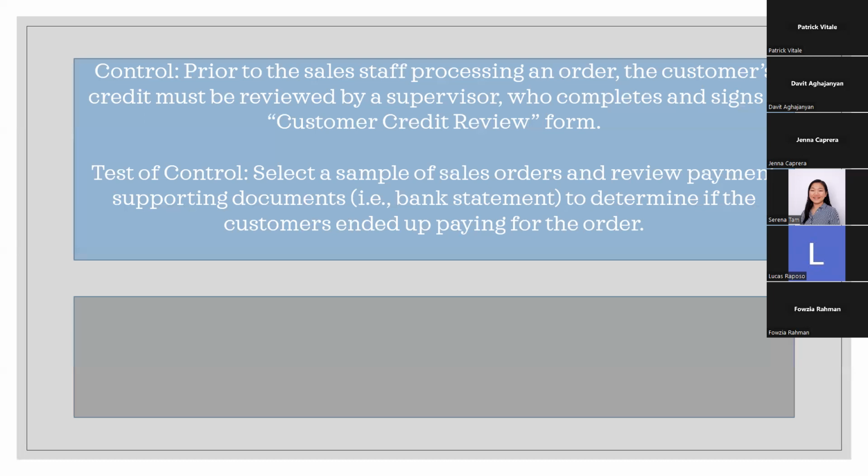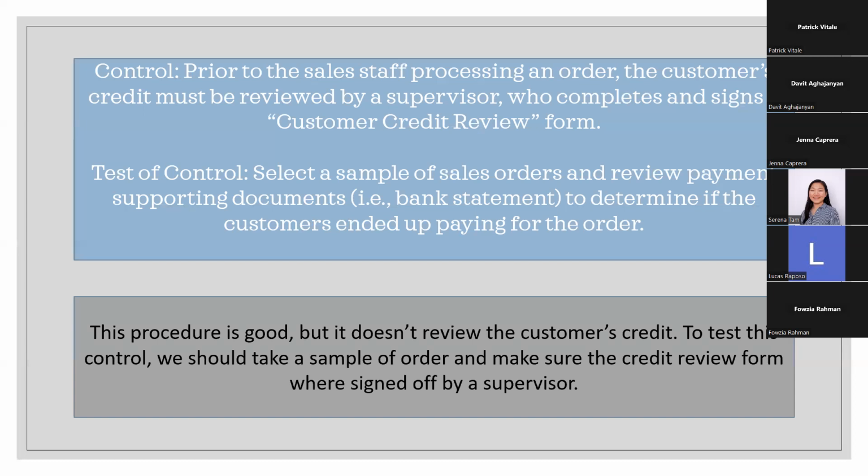But you as an auditor, you're just looking at if they're being paid or not. So you're assuming that if they're paid, it means that the person has good credit, and if they have good credit, it was approved by the supervisor. But that's not good. You want to check for the actual control. So yes, the procedure is good, but it doesn't review the customer's credit. To test this control, we should take a sample of orders and make sure that the credit review forms were signed off by a supervisor. So really look at all the invoices and check if there was a signature on it, and not just if the amount was paid or not.